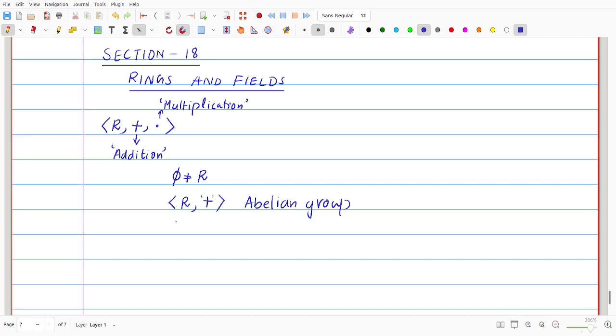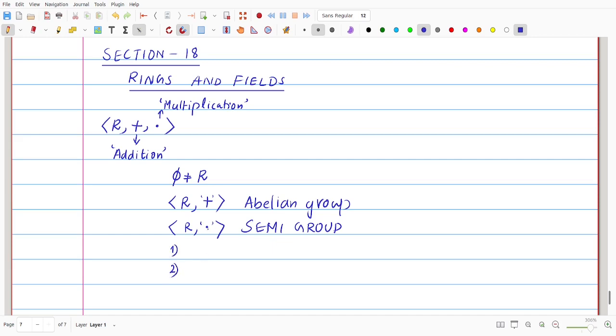R plus is an abelian group, and the other binary operation, multiplication, should be a semigroup. So in order to get the ring structure, we start with a non-empty set, and with respect to the first binary operation this is an abelian group. With respect to the second binary operation, this is a semigroup, and we will have two distributive properties.